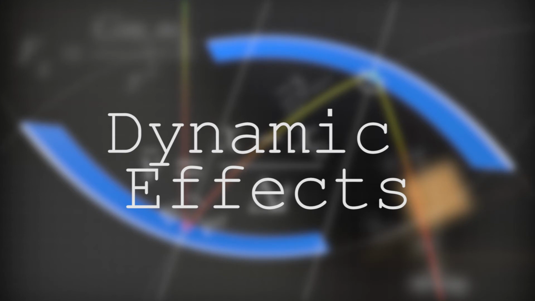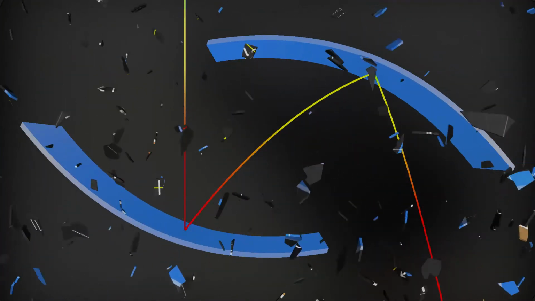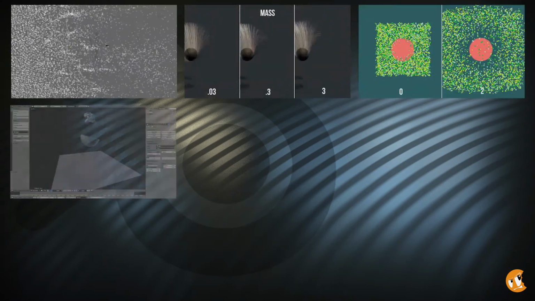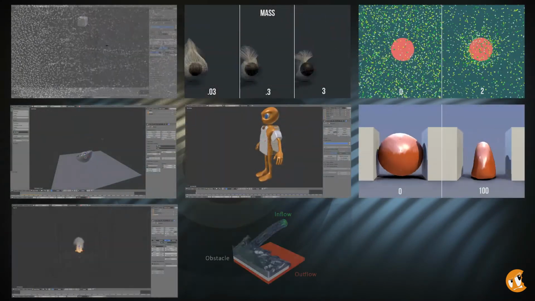The fun thing about dynamics is that we don't actually have to understand any of the complex math in order to make cool effects. In this course, we're going to take a look at the 9 types of dynamic effects that we can use inside of Blender. Particles, hair, force fields, rigid bodies, cloth, soft bodies, smoke, fluid, and dynamic paint.